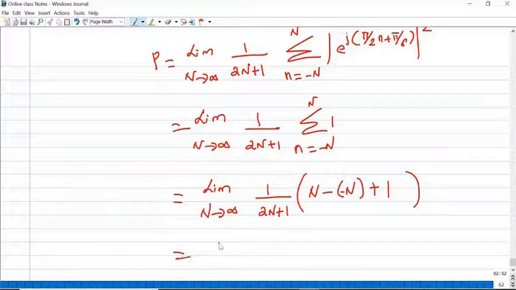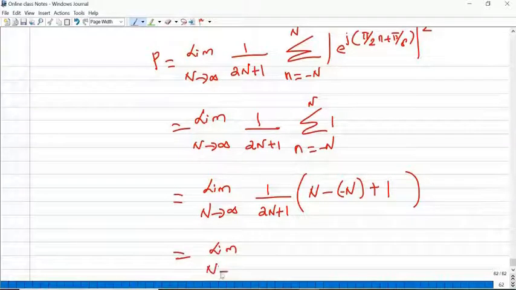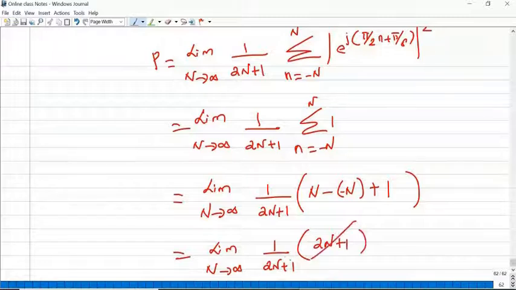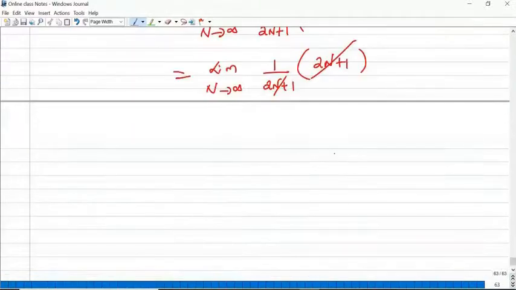So this is nothing but limit n tends to infinity 1 divided by 2n plus 1. So n plus n, 2n plus 1 will be cancelled. If this 2n plus 1 cancels, then only at the last step you would substitute n tends to infinity. There are no n terms here, so you cannot substitute n tends to infinity. So the power value is 1.